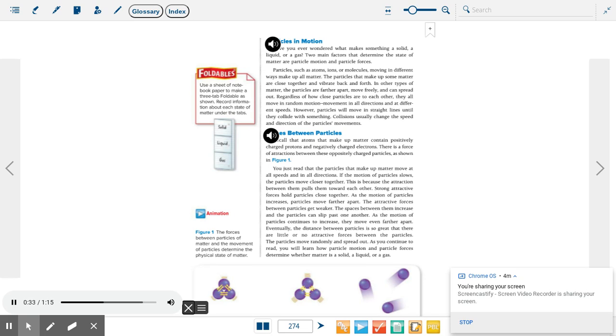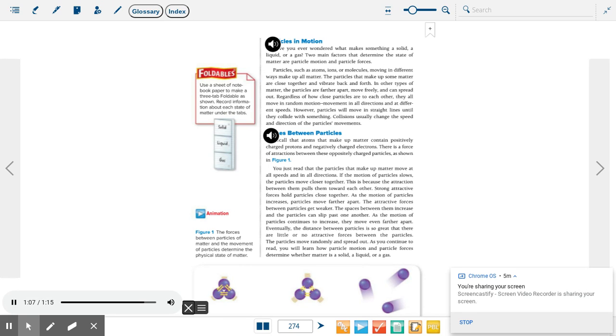Strong attractive forces hold particles close together. As the motion of particles increases, particles move farther apart. The attractive forces between particles get weaker. The spaces between them increase, and the particles can slip past one another. As the motion of particles continues to increase, they move even farther apart. Eventually, the distance between particles is so great that there is little or no attractive force between the particles. The particles move randomly and spread out.